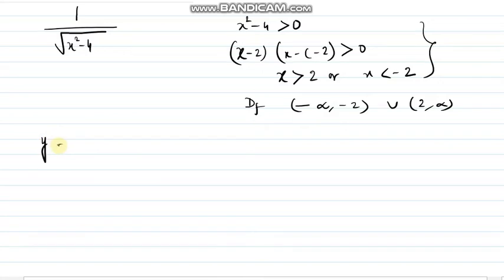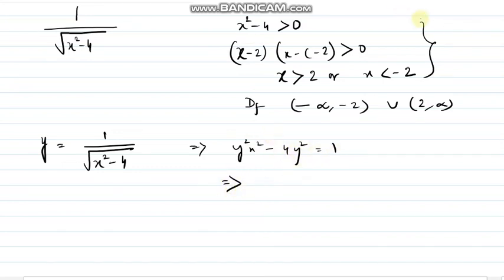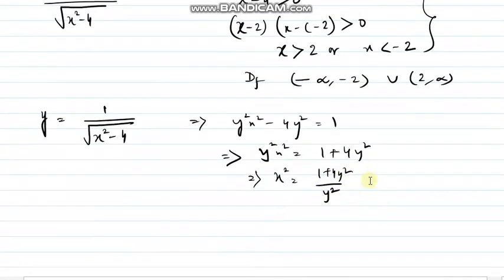So for range, if y equals 1 divided by root over of x square minus 4, if I cross multiply and square them, I will get this thing. So from there can you write that y square x square is equal to 1 plus 4y square. So x square is (1 plus 4y square) divided by y square. Now check what is going to happen here.